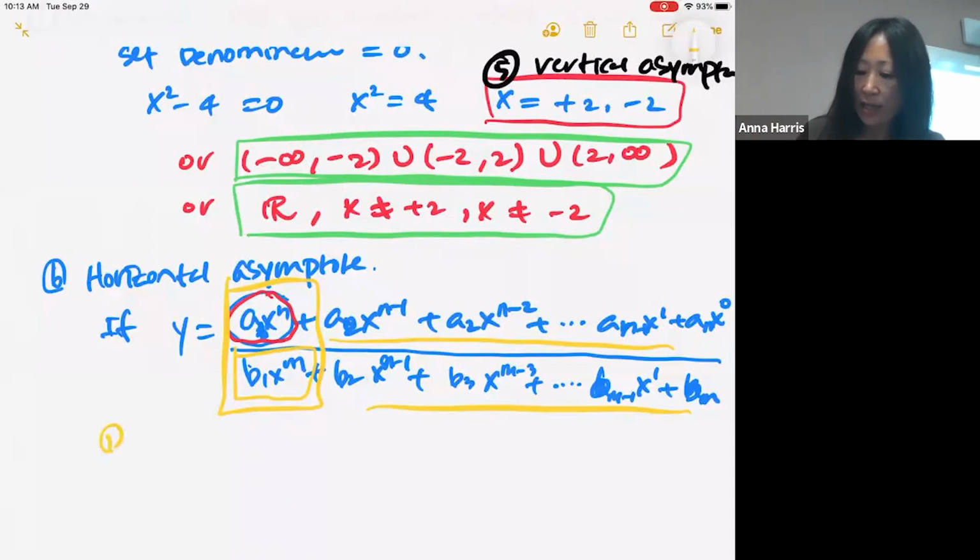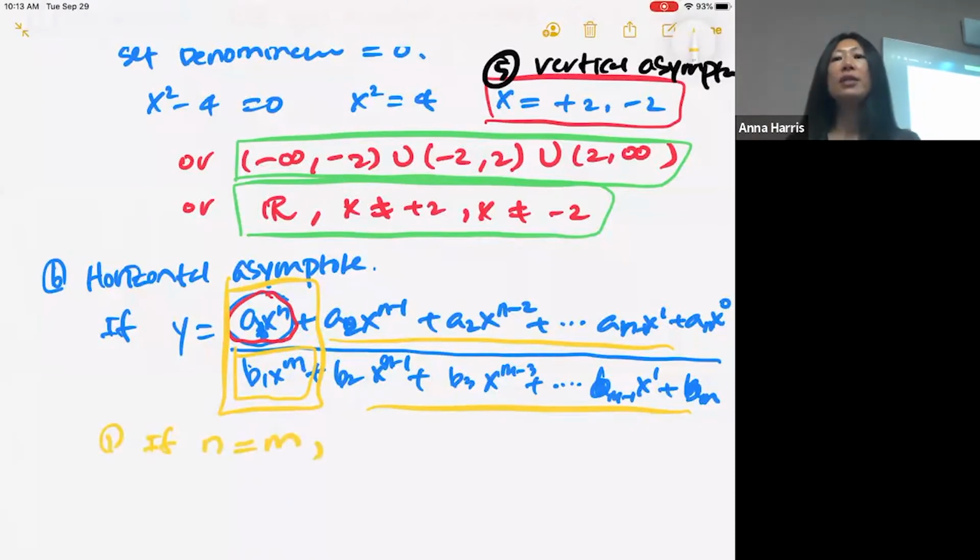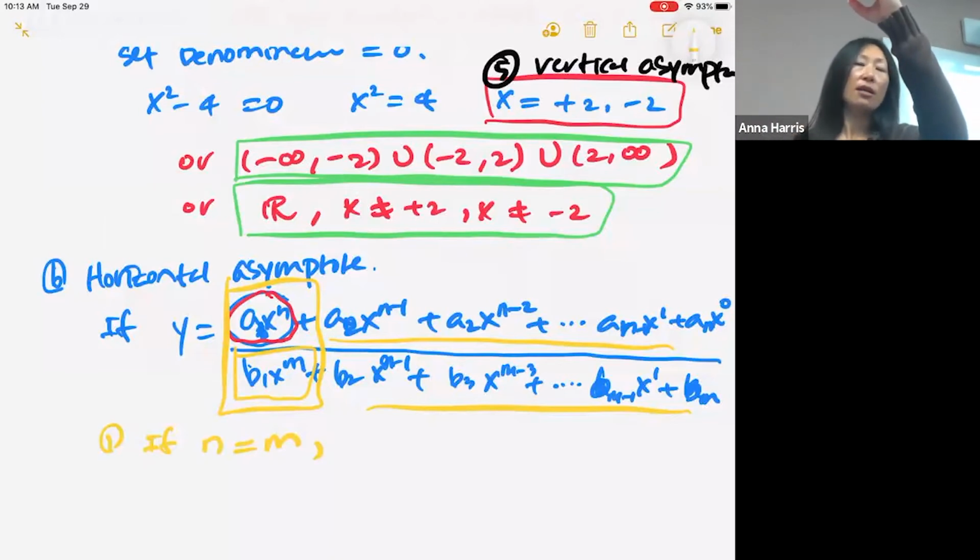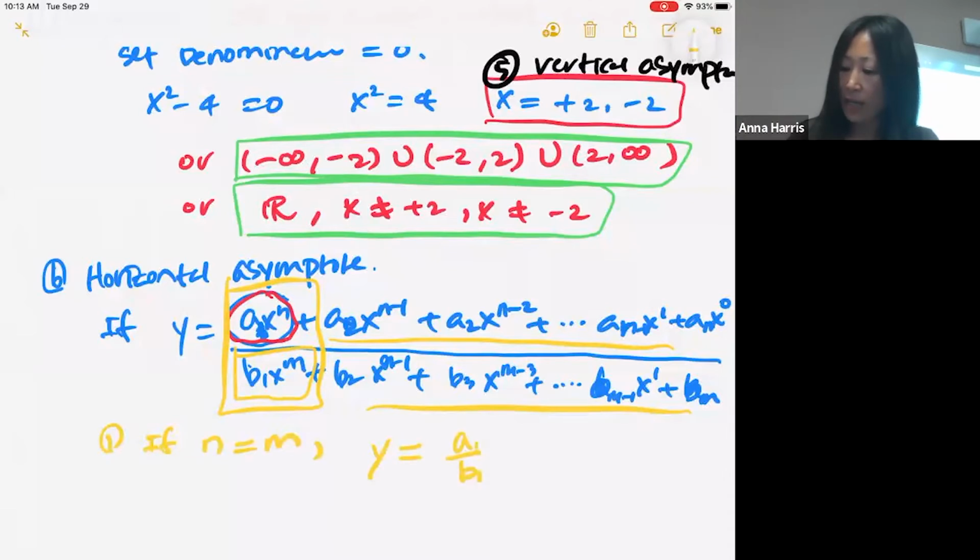First case, if n and m are the same, which means the numerator degree is the same as the denominator degree. If their degrees are the same, then y, the horizontal asymptote, is equal to a over b. The ratio of the leading coefficients of the rational function is your horizontal asymptote.